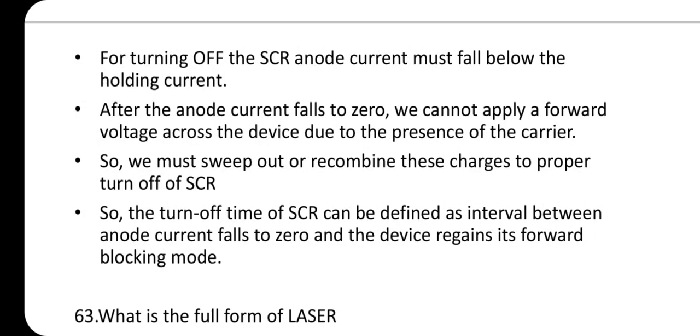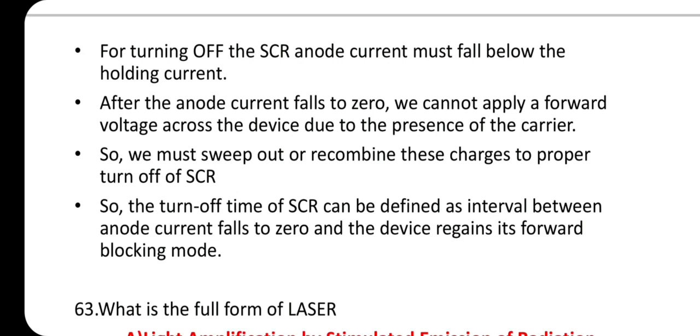After the anode current falls to zero, we cannot apply a forward voltage across the device due to the presence of the carriers. So we must sweep out or recombine these charges for proper turn off of SCR. So the turn off time of SCR can be defined as the interval between anode current falling to zero and the device regaining its forward blocking mode.